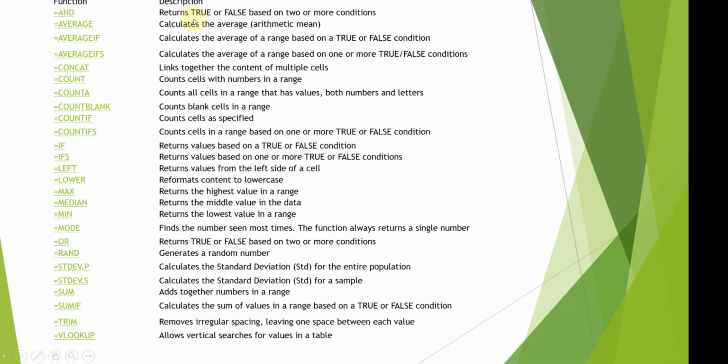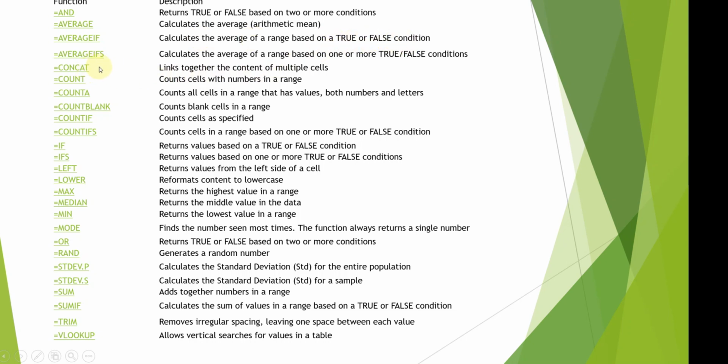Average, we've talked about average, calculate the average arithmetic mean. That is the mean. For example, we want to calculate the arithmetic mean of a given frequency or set of numbers. So that is the measurement of central tendency. Then AVERAGEIF calculates the average of a range based on a true or false condition.